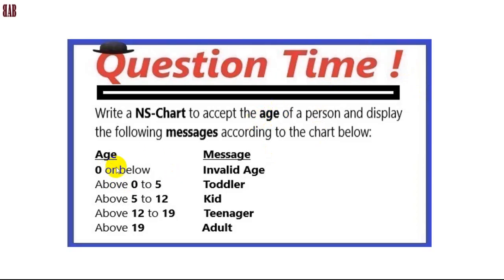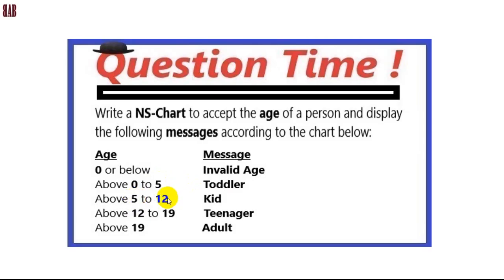You accept the age, and you have to display, if the age entered by the user is 0 or below, invalid age. But we have some more variations. If the value is above 0 up to 5, we are going to say toddler. If it is 5, see, up to 5 is here, right? Above 5 is kid, so kid has to be not 5. 5 will be a toddler.